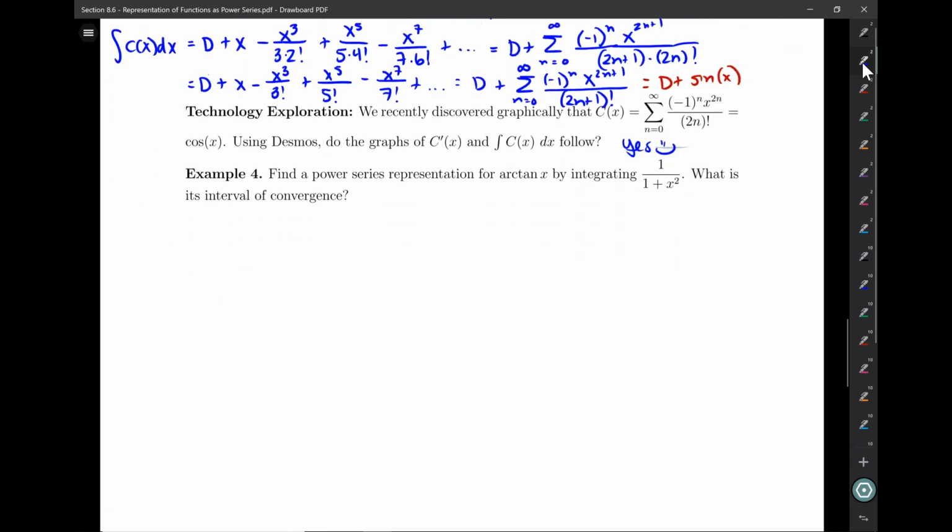Okay, so let's look at another example of how we can use integration to find a power series representation for a different function. We're going to find the power series representation for arctangent of x by integrating the power series representation for 1 over 1 plus x squared, which we found in example 1.